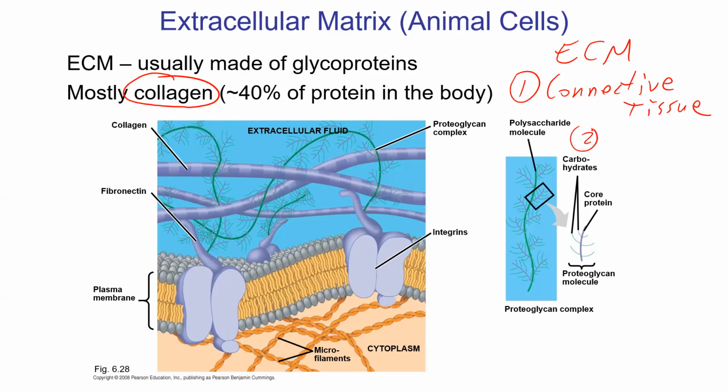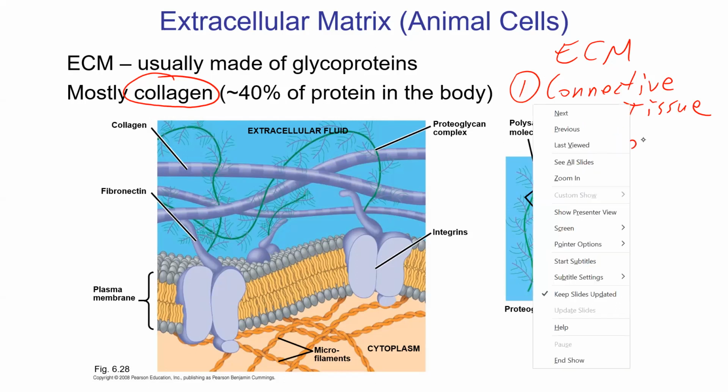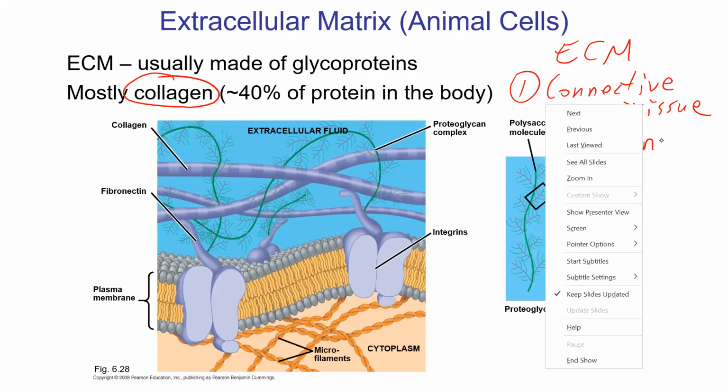Number 2 is bone. It is a type of extracellular matrix.